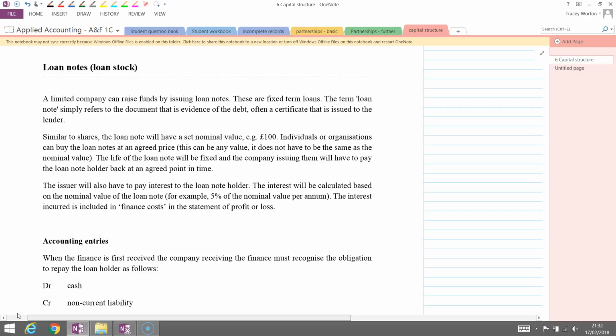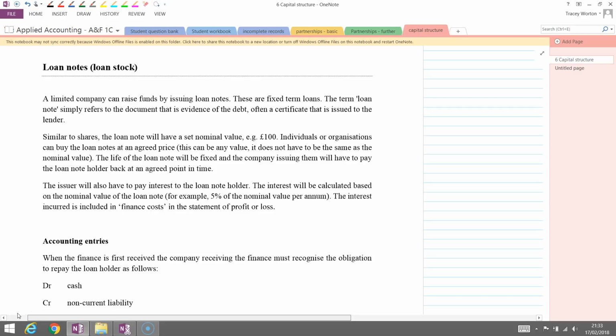These generally are fixed term, in which case they're dated. The term loan note simply refers to the document that is evidence of the debt, often a certificate that is issued to the lender. Similar to shares, the loan note will have a set nominal value, e.g. £100. Individuals or organisations can buy the loan notes at an agreed price. This can be any value, it doesn't have to be the same as the nominal value.